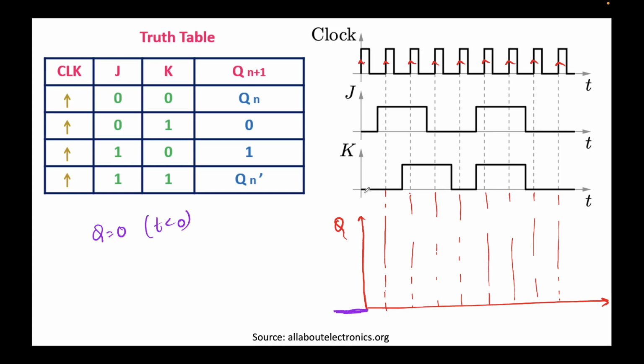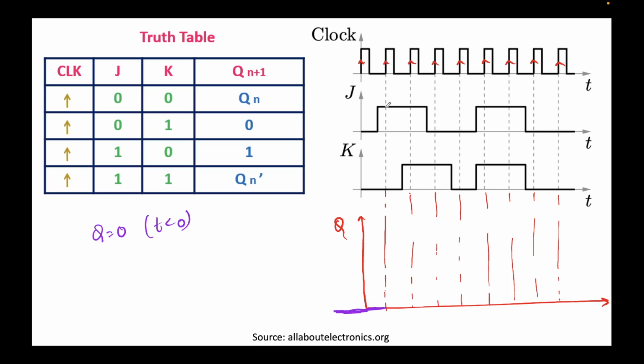Okay, so now at this positive edge, J is 0 and K is 0, right? J is 0 and K is 0. So with J0, K0, Qn plus 1 will be Qn. This means this state will be the same as the previous state. The previous state was 0, so this will also be 0. Now let's look at this positive edge. We don't care what's happening in between, you only look at this edge.